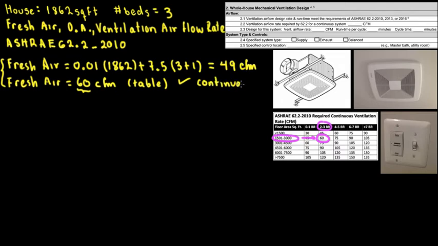But these two calculations, based on the formula and the table, are for continuous ventilation. Continuous means that this fan is going to be running 24/7. And usually what manufacturers do is utilize the concept of intermittent ventilation. That's what this video is about. Now we're going to take into account intermittent ventilation.